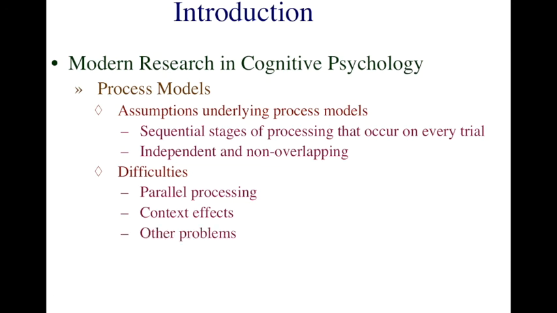There are other problems as well. This type of research relies almost exclusively on reaction time data. It's always nice to be able to confirm your results, to test your hypotheses using other dependent measures. And secondly, another problem is that they really work poorly for higher level cognitive processes, things like problem solving, logical reasoning, and decision making.